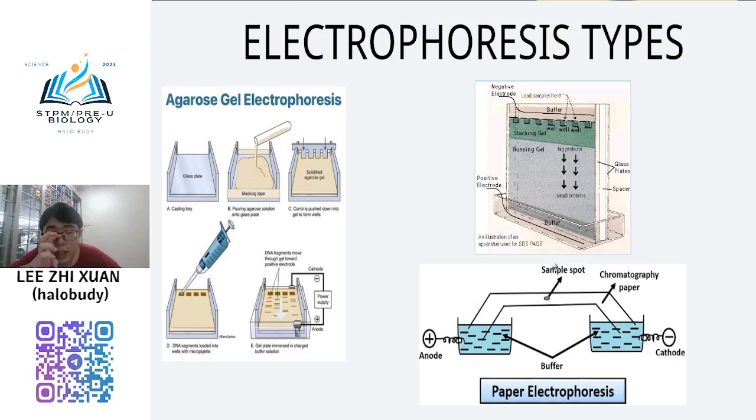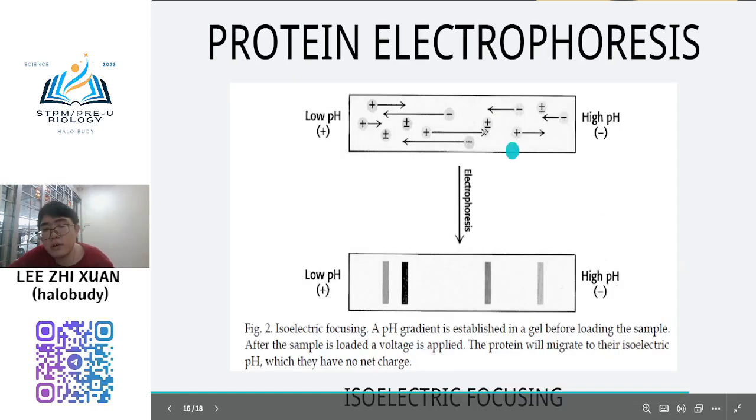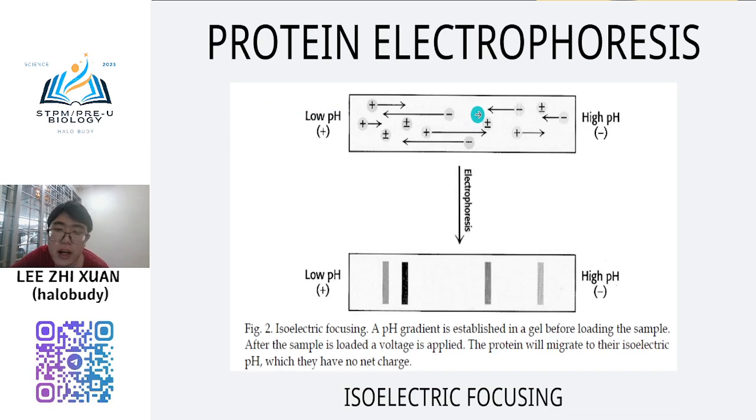And there are many types of electrophoresis, not only agarose gel. Agarose gel is normally for DNA only. For protein, we have another electrophoresis called SDS-PAGE. But the concept is totally the same. What you apply in agarose gel is the same, just that there are some differences. And another one is isoelectric focusing, which is for protein. This one is based on the pH value of the protein.